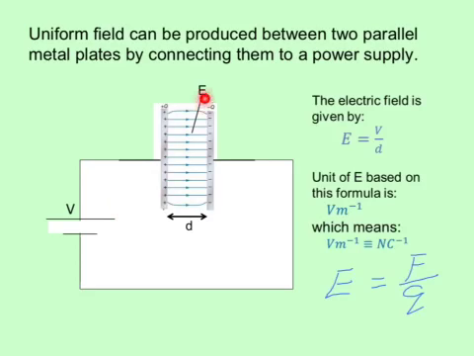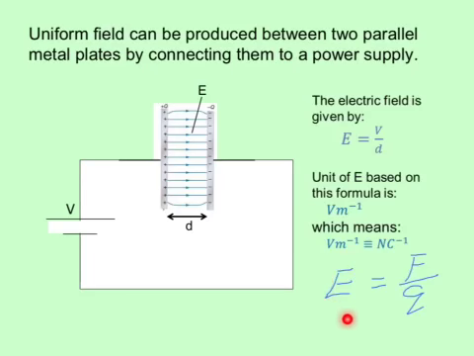E stands for electric field strength, or just electric field. D stands for the distance of separation between the two plates. And V is the voltage put up by the power supply. And here it is: the electric field is given by E equals V over D. The unit of E based on this formula is volt per meter. Just looking at the formula, it's obvious.